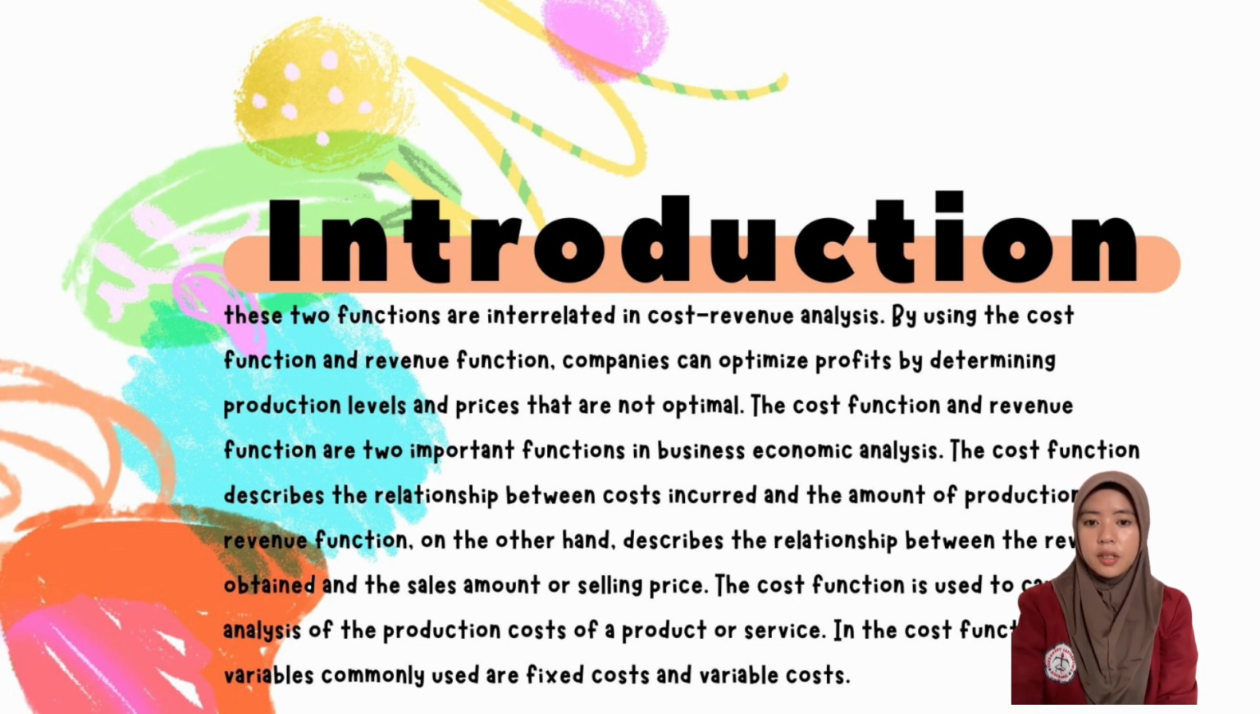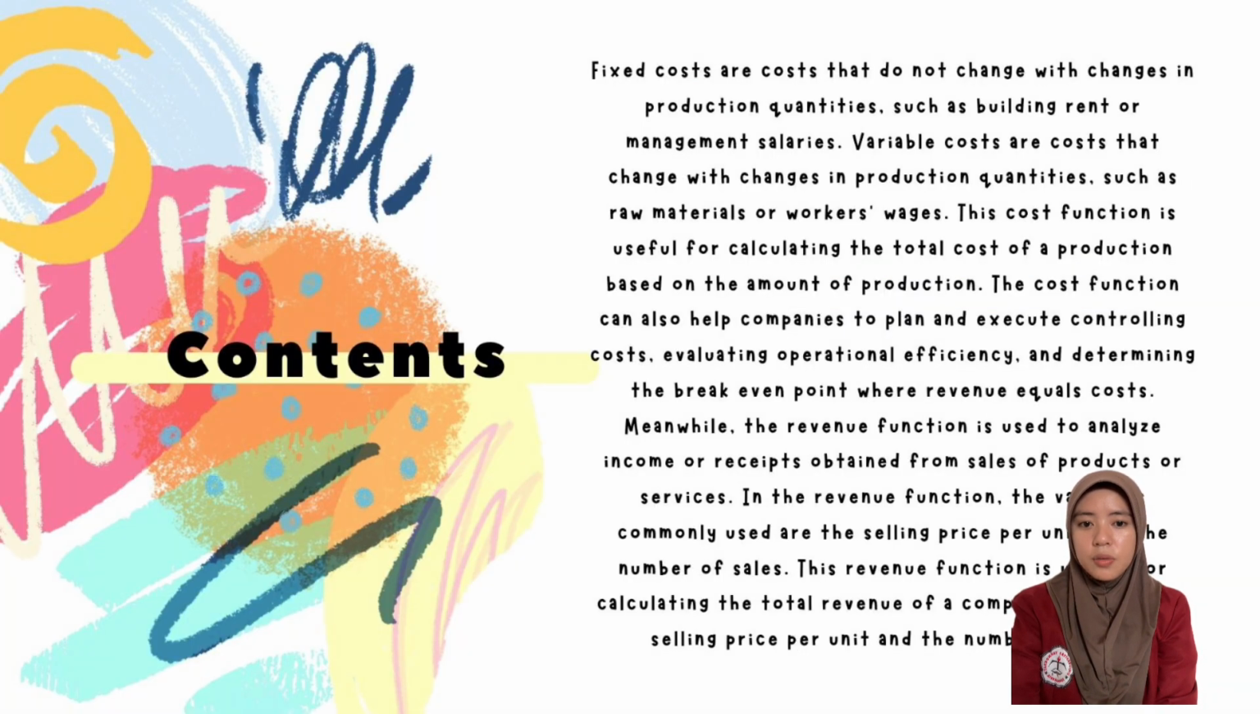The cost function is used to carry out analysis of the production cost of a product or service. In the cost function, the variables commonly used are fixed costs and variable costs. Fixed costs are costs that do not change with changes in production quantity, such as building rent or management salaries. Variable costs are costs that change with changes in production quantity, such as raw material or worker wages.